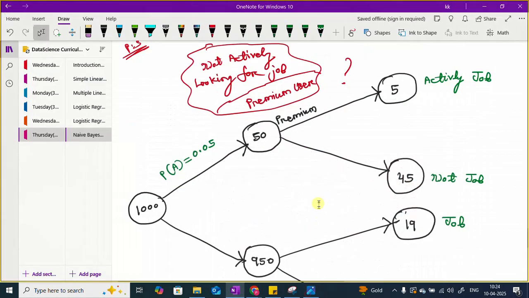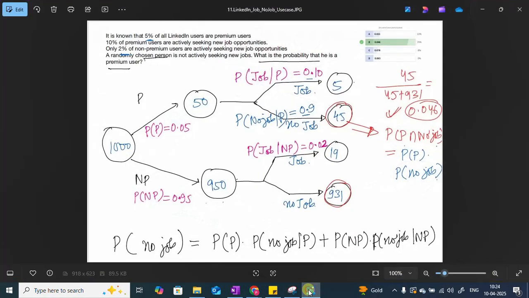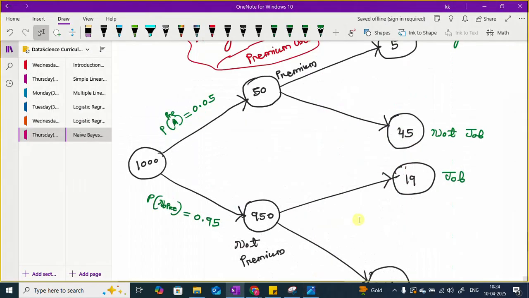Similarly, what is the probability of not premium, or no premium? No premium is equal to 950 divided by 1000, which is nothing but 0.95. Yes or no? Guys, yes or no? These are the things I'm deriving because somebody may ask in the interview itself, or maybe in the semester exam itself. That's why I'm going one step deeper.